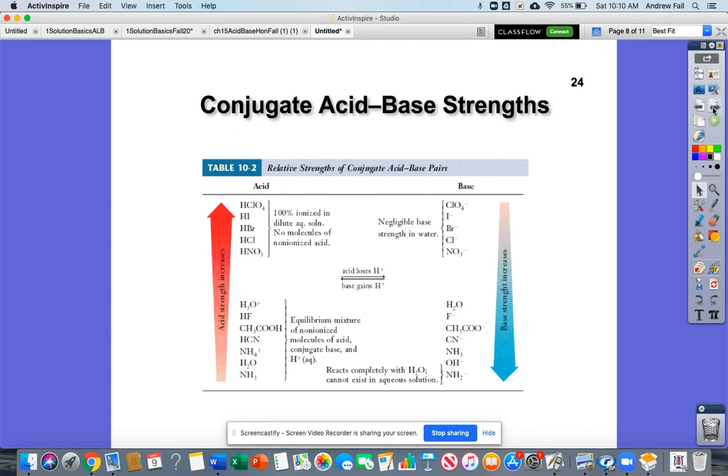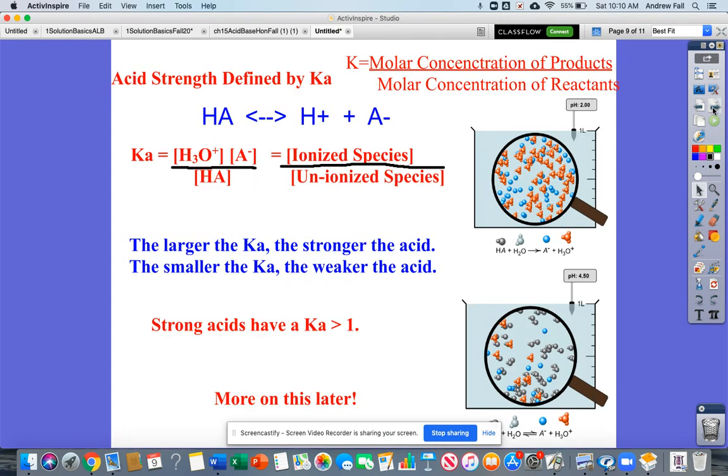And we can quantify this with something called Ka. And this is acid strength. We'll get into this a bit more later, but I just want to briefly overview it. Whenever we're talking about an equilibrium system, we're going to use the symbol K to represent how much product is being made relative to the amount of reactant. So it describes at equilibrium what the ratio of products and reactants really are.